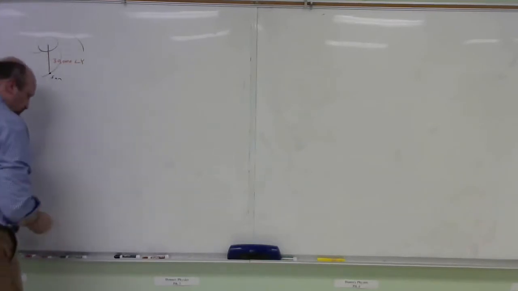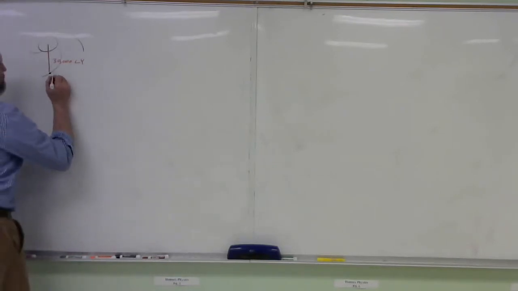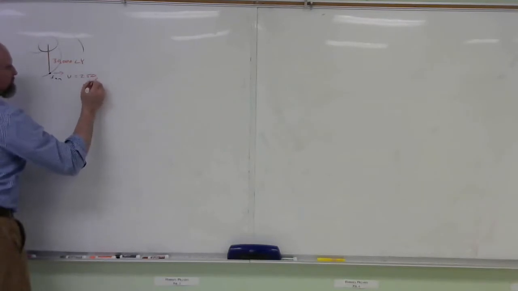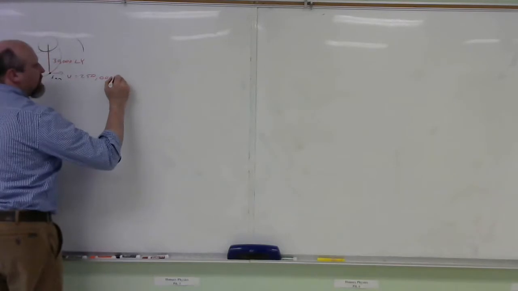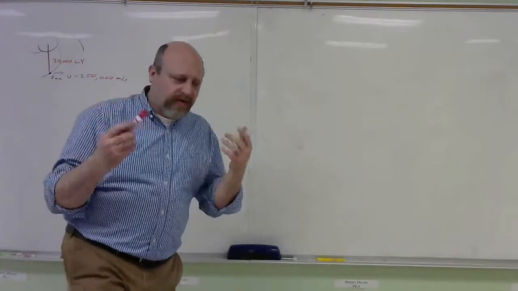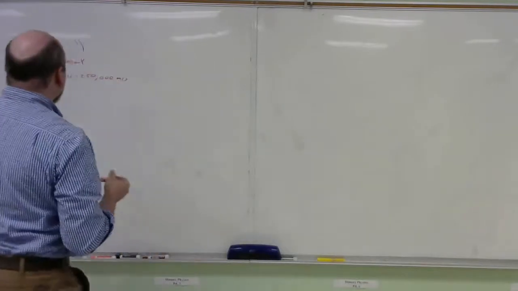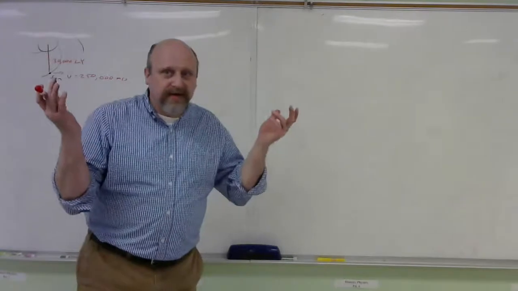And we know that as we travel around, we have this tangential velocity of 250 kilometers per second. I'm going to change that to 250,000 meters per second, right? I'm going to use normal units for this one. So that 30,000 light years, I'm going to need to convert that to meters, right?